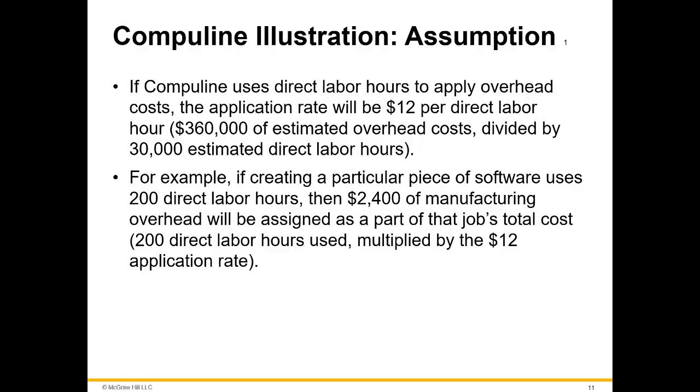So if we use direct labor hours, it would be 360,000 of cost divided by 30,000 hours, or $12 overhead per direct labor hour. So then if software requires 200 direct labor hours, we're going to take the 200, multiply by 12, and assign 2,400 to that job. And we haven't accumulated our costs. This is still estimates, but we are trying to assign it as we go because we need to make decisions before the end of the year happens.